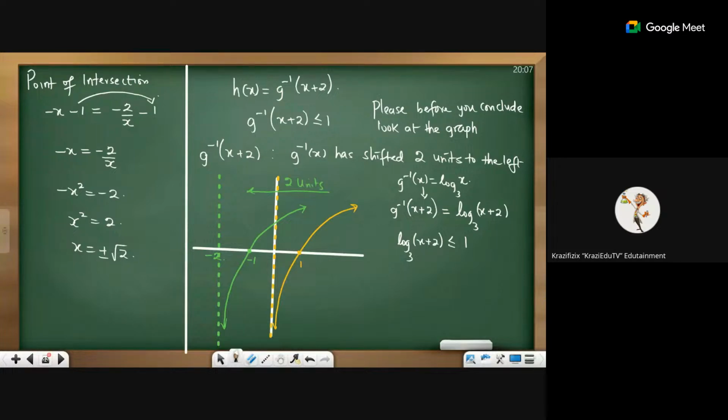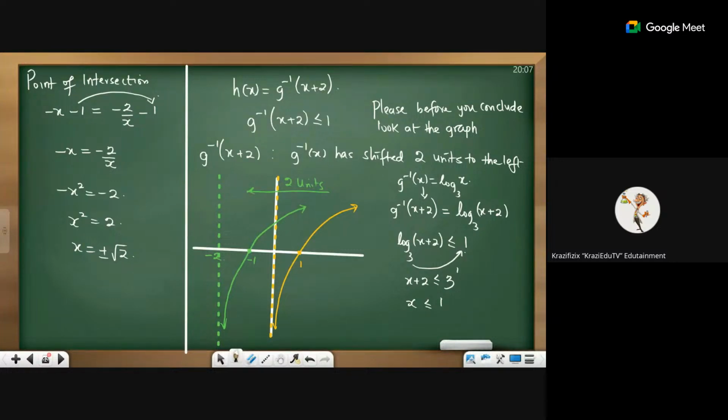Okay, let's solve this. Get rid of the 3. How do you get rid of the 3? It comes here, right? And this one becomes what? X plus 2. The 3 is a base. It stays as a base. What happens to the 1? It goes up. So what happens? 3 minus 2? 1. Are we fine there?